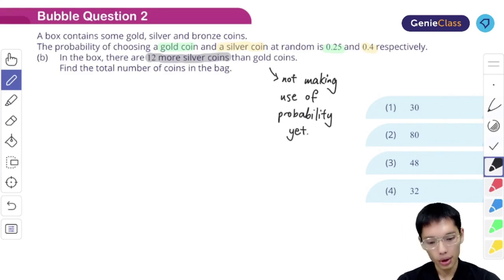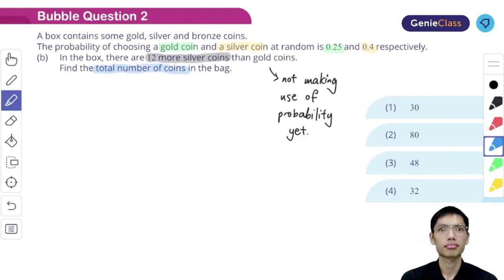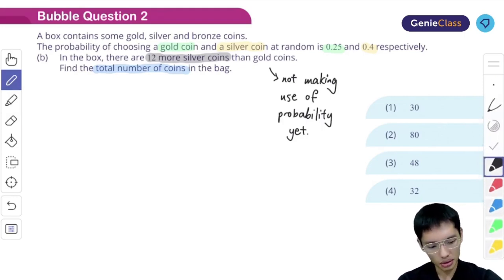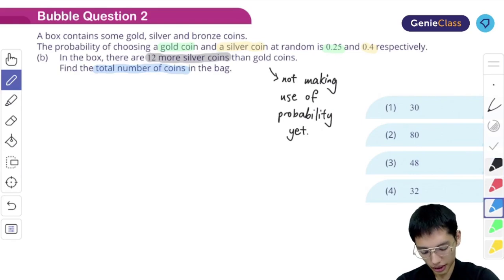Now, I have 12 coins. What is the question asking you? Finding the total number of coins. Is it given to us? Well, there's no way saying that I can make use of the total number of coins. So one trick is this. If it is not given to you, learn this in Sec 1, or for those who follow my Sec 1 lessons, okay? But this is a trick I can share with everyone, not only in Sec 1, but for the rest as well. We let it be a variable.